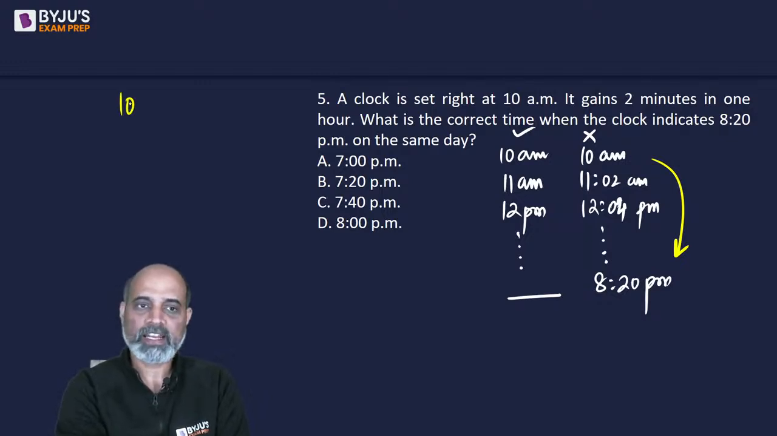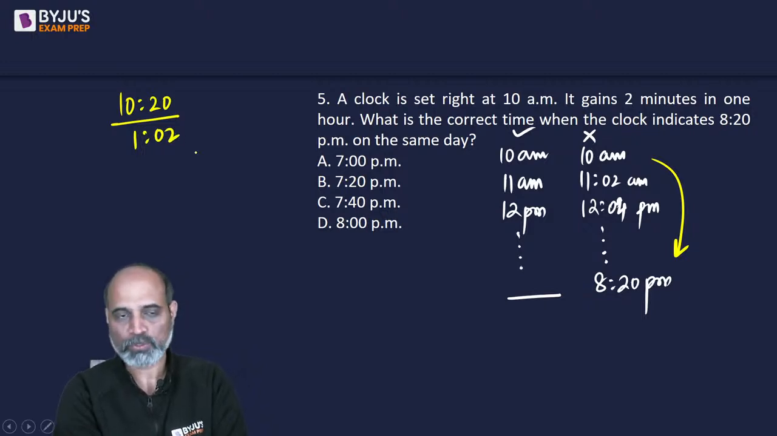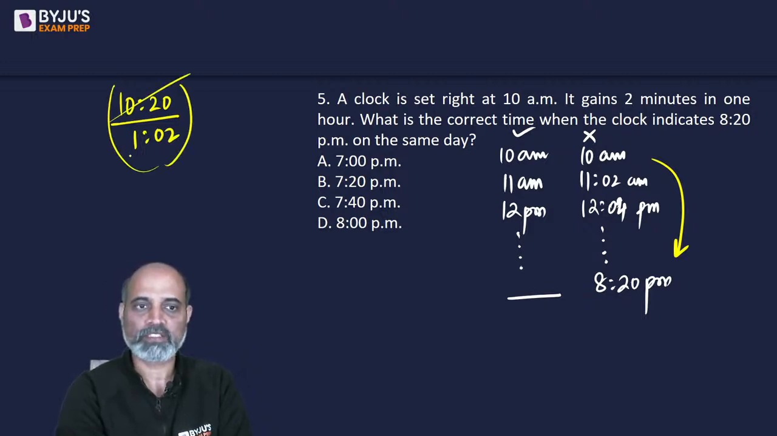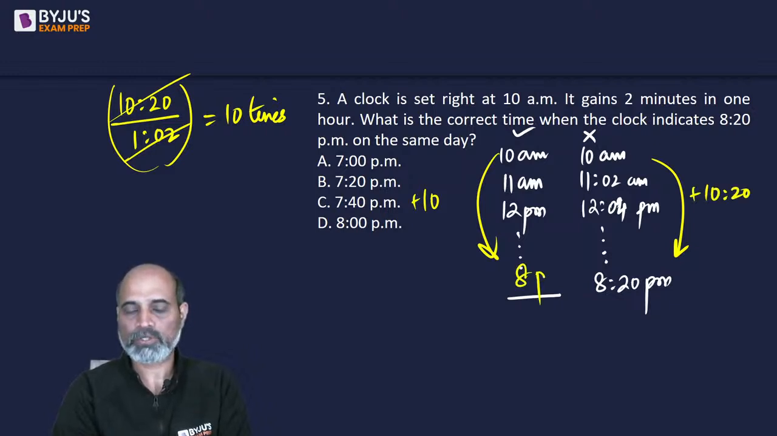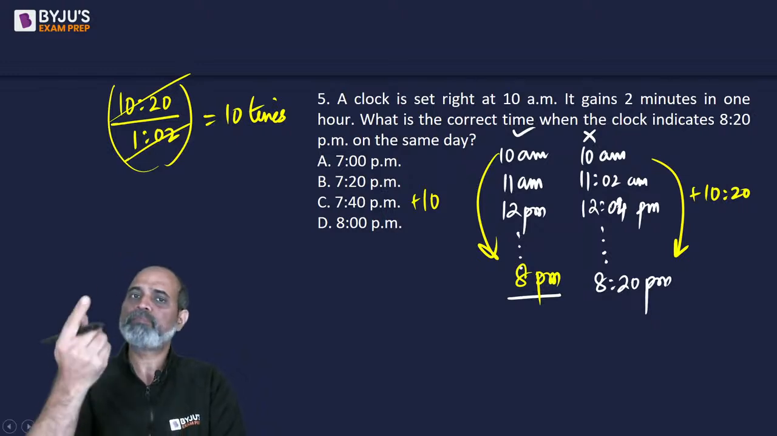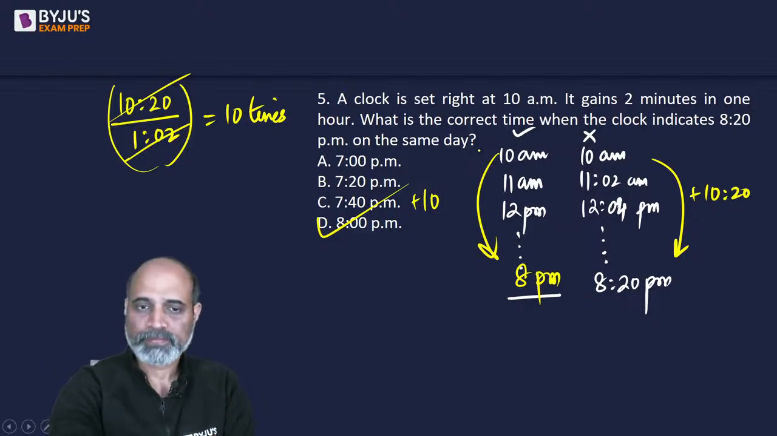This is 10 hours and 20 minutes of increase, and every time 1 hour and 2 minutes of increase is supposed to happen. So the number of increases will be 10 times. So 10 hours later, this is going to show 8 p.m. 10 a.m. plus 10 hours is 8 p.m. So answer is going to be D. Right?